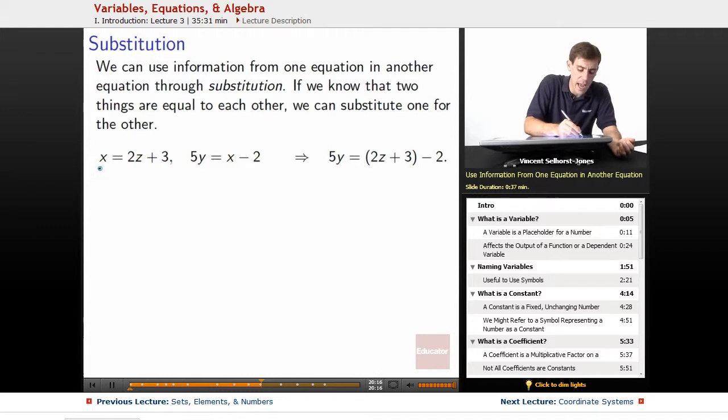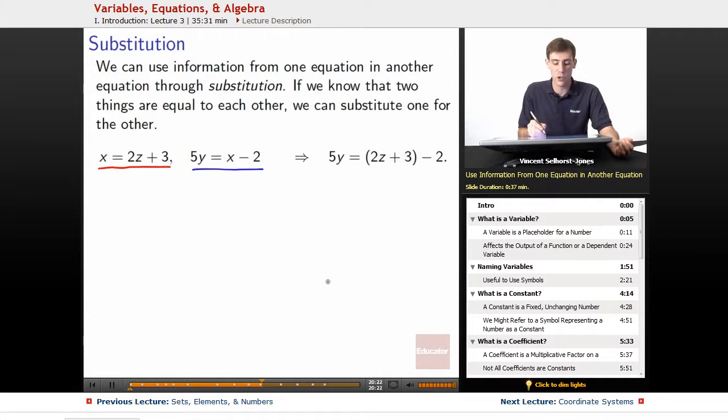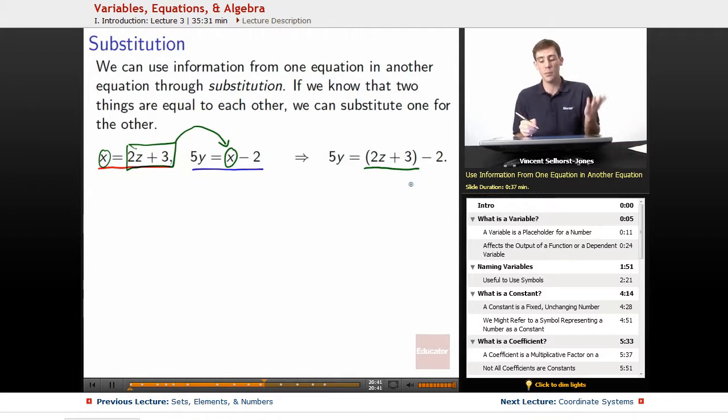For example, if we know that x is equal to 2z plus 3, and we also have this equation that 5y equals x minus 2, well, we can go, oh, hey, look, right here, I've got an x, and I also know that x is the same thing as saying 2z plus 3. So we take this information and we plug it in for x. So that's what gets us quantity 2z plus 3. We'll replace that x. So we have 5y is also equal to quantity 2z plus 3 minus 2.